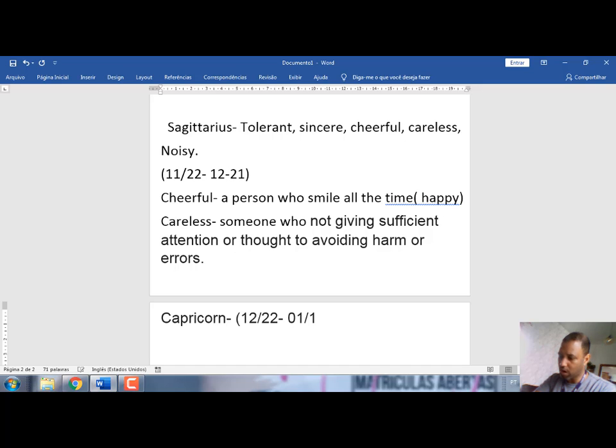Okay, Aquarius. Who is Aquarius here, guys? Aquarius was born from January 20th until February. Let me see here. I have to take a look here, guys. February 18th, right? January 20th until February 18th. So, if you know someone, right?